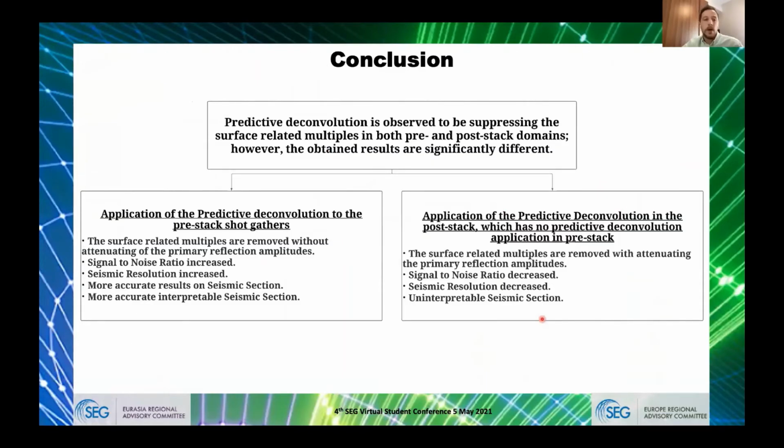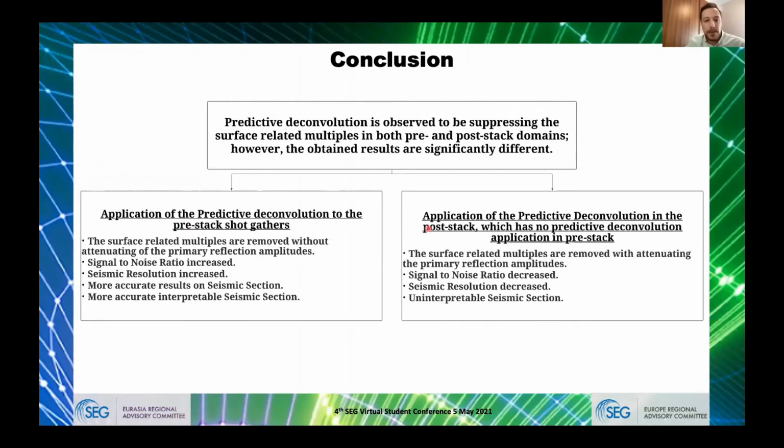So to collect the results and give a conclusion, predictive deconvolution, as you know, is observed to be suppressing the surface-related multiples in both pre- and post-stack domains. However, the obtained results, as you saw before, are significantly different. If we apply the predictive deconvolution on the pre-stack shot gathers, the surface-related multiples are removed without attenuating the primary reflection amplitudes, and our signal-to-noise ratio has been increased. Our resolution has been increased, and we will have a more accurate result and a more interpretable seismic section.